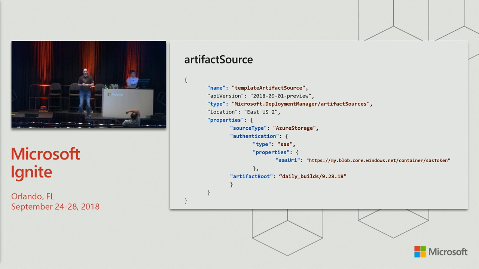Now, under properties, we have source type Azure Storage. That might be a hint that additional storage types are coming in the future. Authentication, type SAS, that's a shared access signature. Again, a hint that additional ones may be coming. Properties, SAS URI, that's just the actual URL to those files. So that's what I was saying before. When you right-click, you copy, you paste it here, you're done. And then artifact root. Artifact root is essentially the folder structure at the end of that URI where you're going to grab, in this case, the template and parameter files.